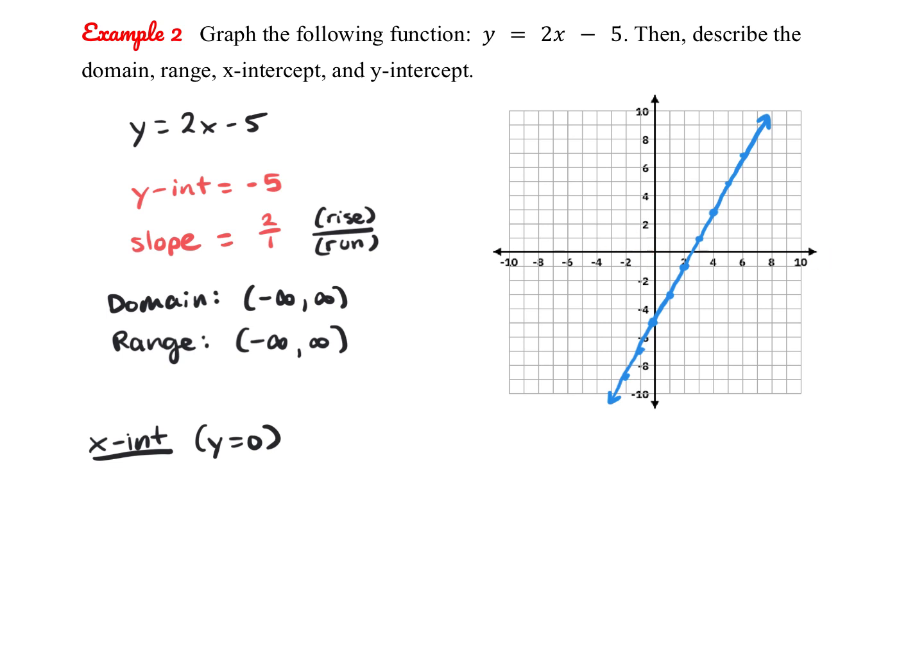So I'm going to go to my original equation, and I'm going to replace y with 0, and then I'm just going to solve for x. So I will add 5 to both sides and divide both sides by 2. x equals 5 over 2. So that's my x-intercept, which you can see matches what I see in my graph.